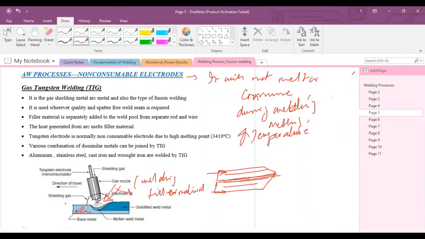And shielding gas is provided separately, and it passes through the nozzle. The same inert gas, like argon, helium, or a mixture of both, is used to protect the molten pool.